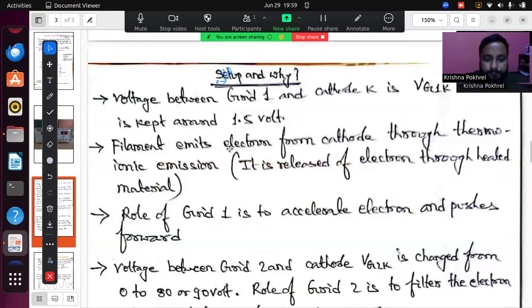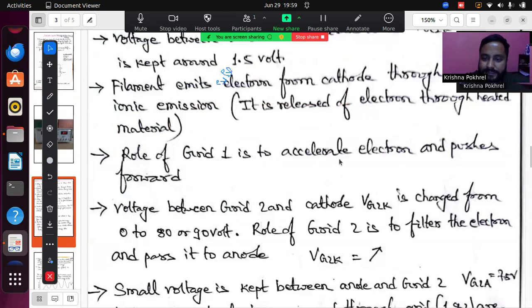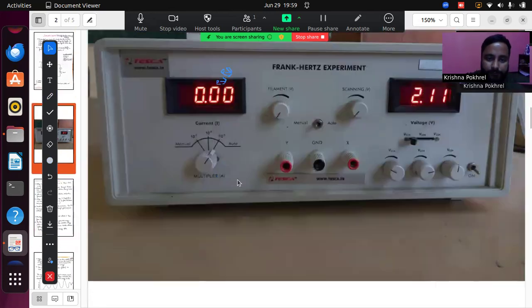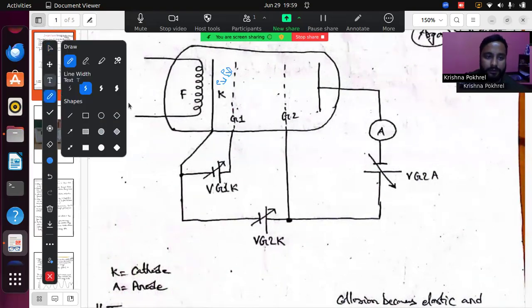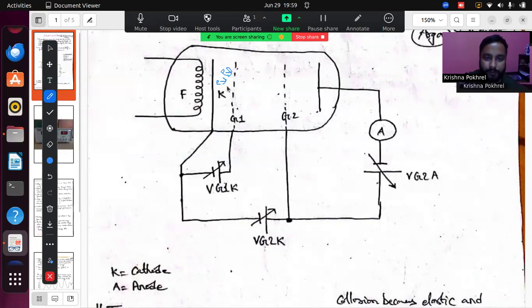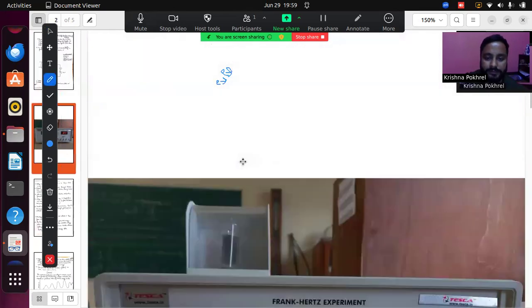Another point: the role of grid 1 is to accelerate electrons and push them forward. As I've told, these electrons are here. Grid 1 has a positive charge, and a positive charge attracts electrons, which have negative charge. Its role is to accelerate the electrons and push them forward. It goes forward.